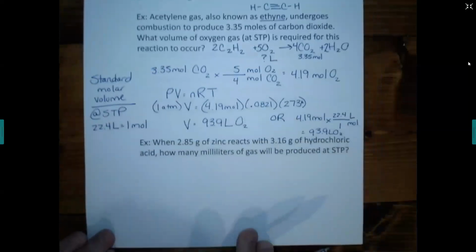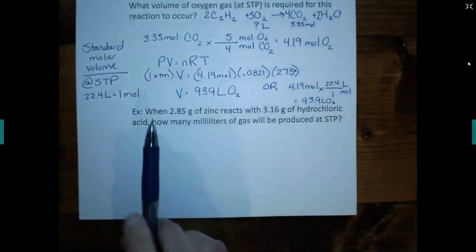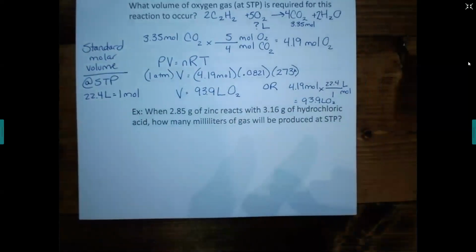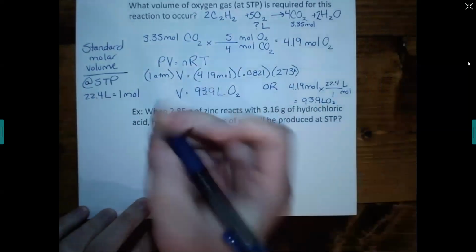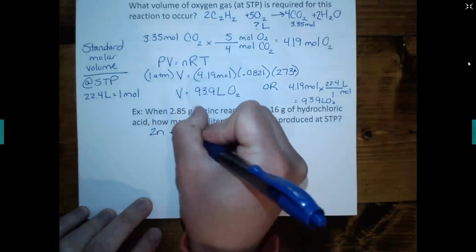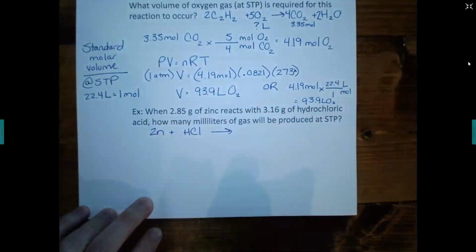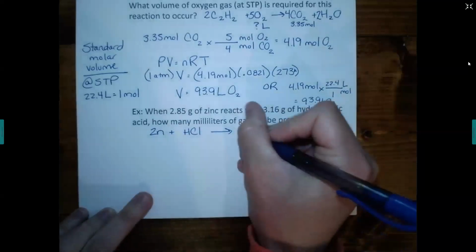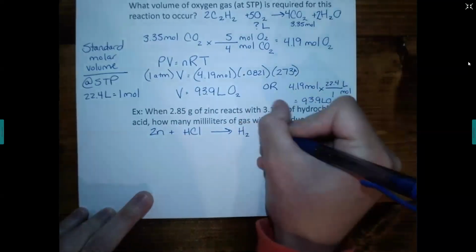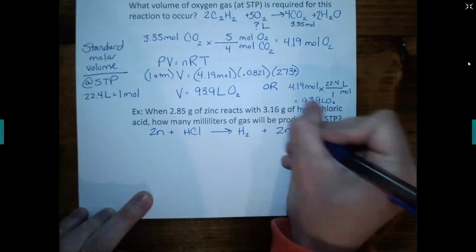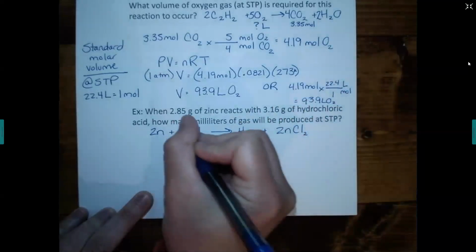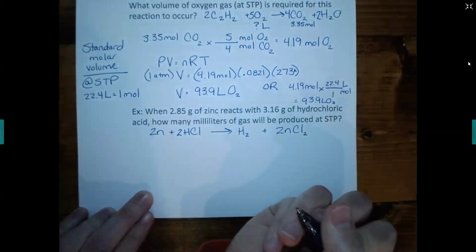We're going to move on to problem number 2. It says, when 2.85 grams of zinc reacts with 3.16 grams of hydrochloric acid, how many milliliters of gas will be produced at STP? Okay, so let's start with a balanced equation. Zinc is reacting with hydrochloric acid. This is a single replacement reaction. Zinc replaces hydrogen, which is a diatomic molecule. Zinc is now with chlorine, and don't forget to cross that 2. So then we put a 2 in front of HCl.